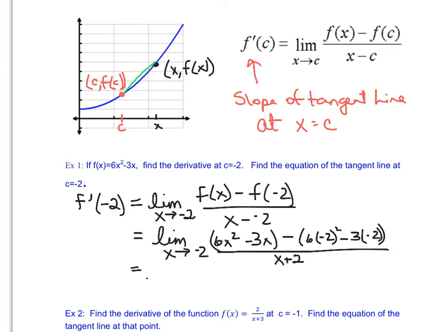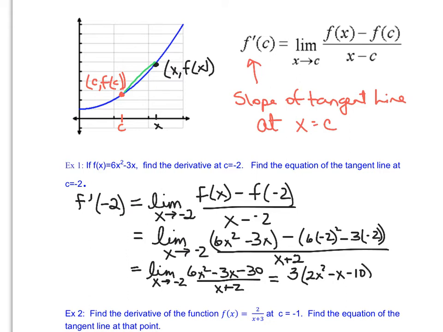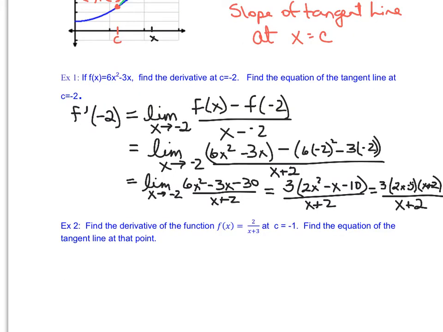So I'm going to have the limit as x approaches negative 2 of 6x squared minus 3x minus 30 all over x plus 2. Now I see that I can simplify the numerator by dividing everything by 3, so I'm going to factor out that 3, and that will leave me with 2x squared minus x minus 10 all over x plus 2. So once I factored out that GCF of 3, I have 2x squared minus x minus 10, which can be factored into 2x minus 5 times x plus 2.